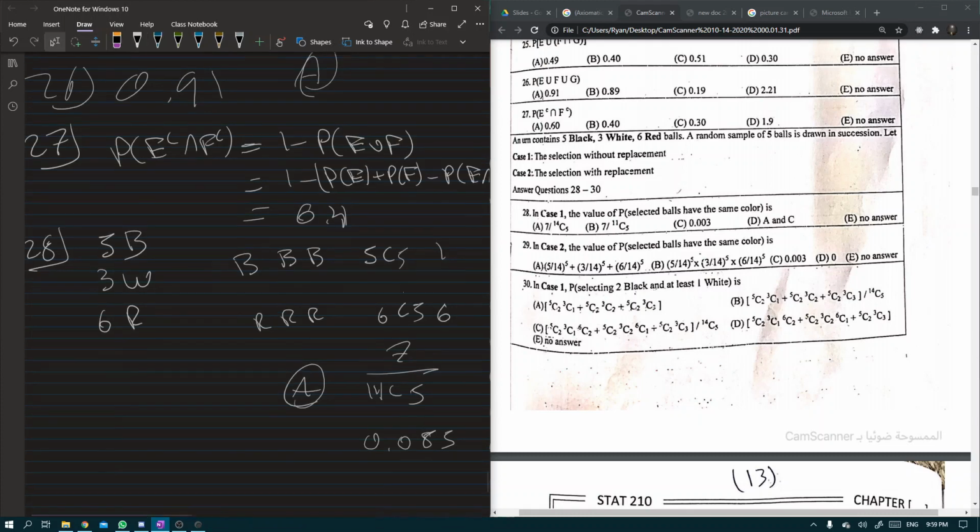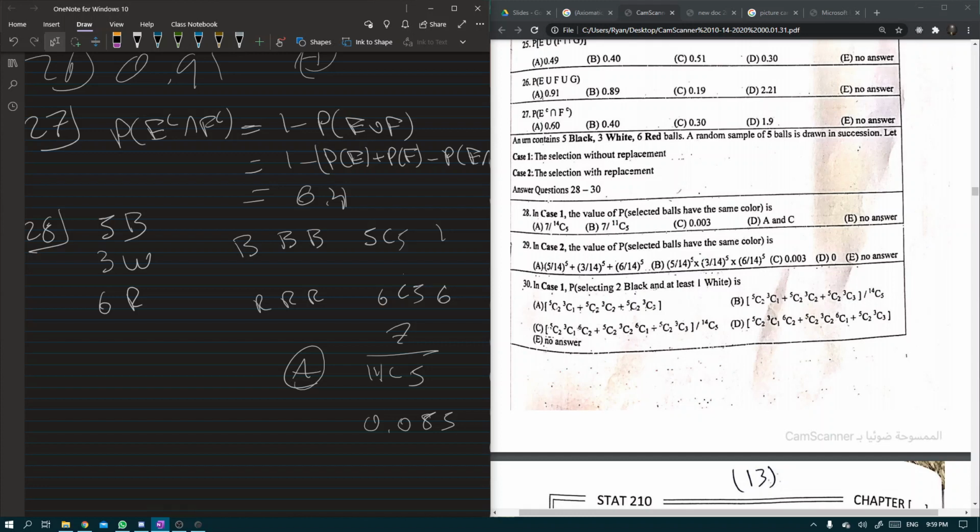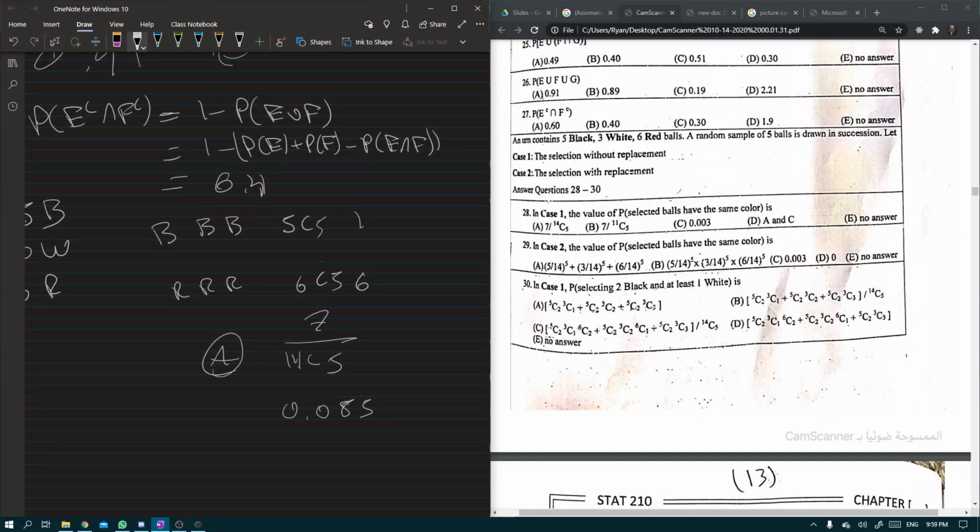Look, as a value, 14C5 is going to be the right answer as a method, but it could also be 7 over 14, then C.